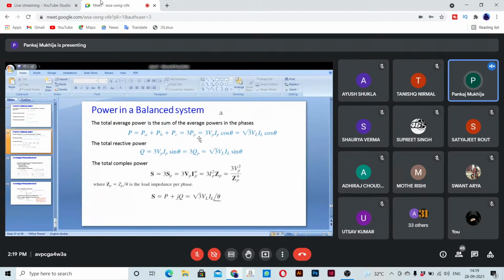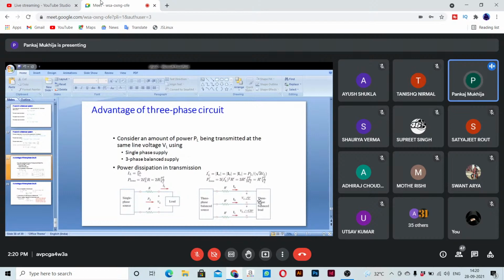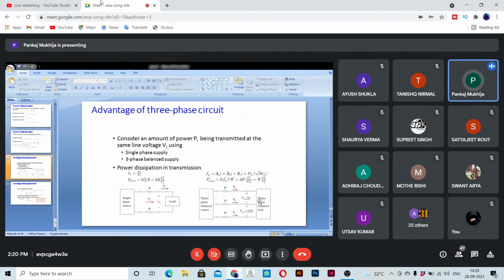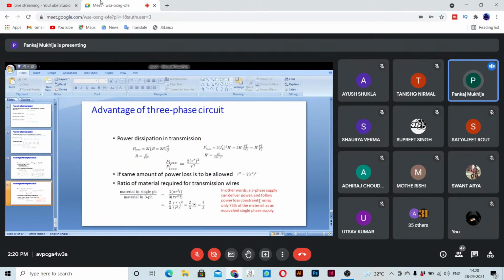And the total average power is actually the sum of the average power in each phase. So it will be 3 into PP, so 3 VP IP cos theta, or in terms of line voltage or line current, it will be root 3 VL IL cos theta. And total reactive power, again 3 VP IP sin theta, or in terms of VL IL, it will be root 3 VL IL sin theta. Total complex power as usual, so it's just a repetition. Total means we just added 3 times. So these are advantages that we have already discussed in the beginning, the advantages of 3-phase, and these are the quantification of that.